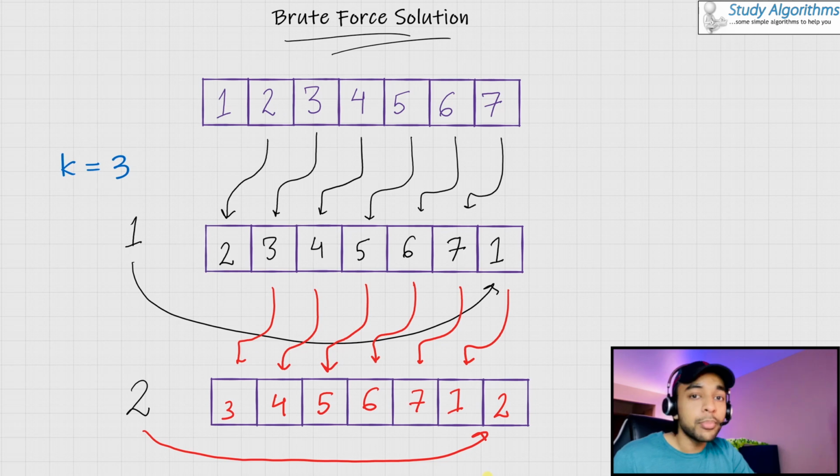But do you see the problem in this approach? If your array was very large, like say 1000 or say 10,000, and the value of k is also quite large, if your value of k is 560, then you would be copying all the elements so many times. This would result in a very high time complexity and your program would run very slow. So we need to find an efficient way to solve this problem.